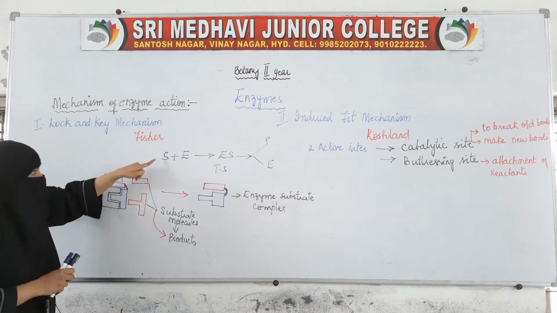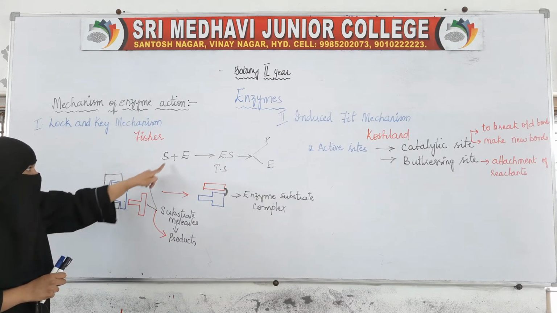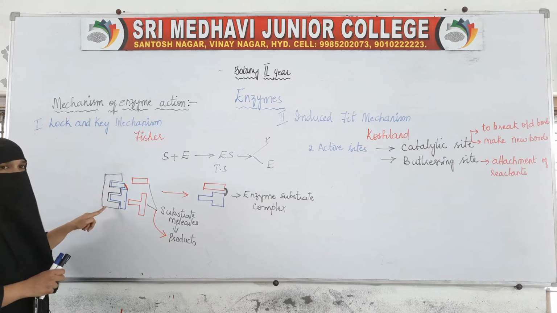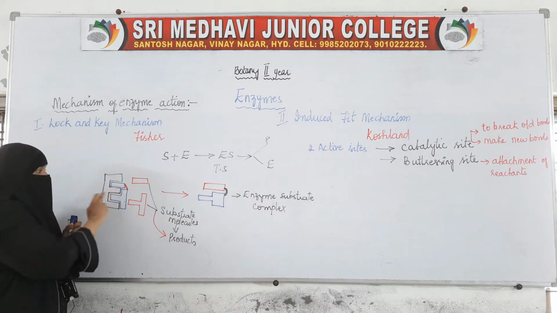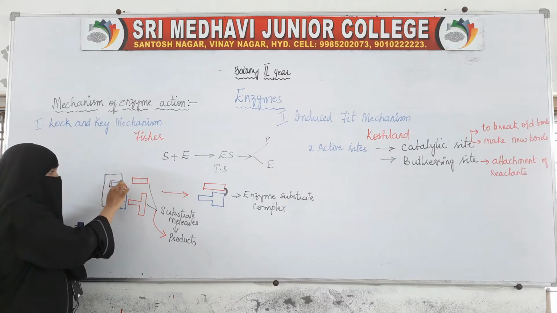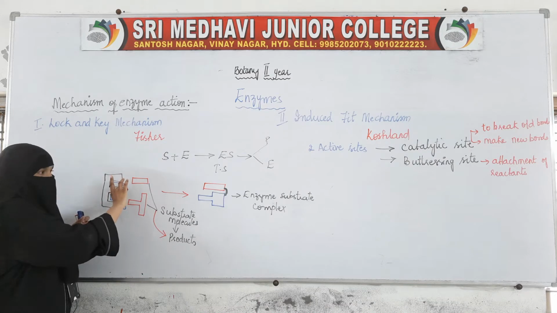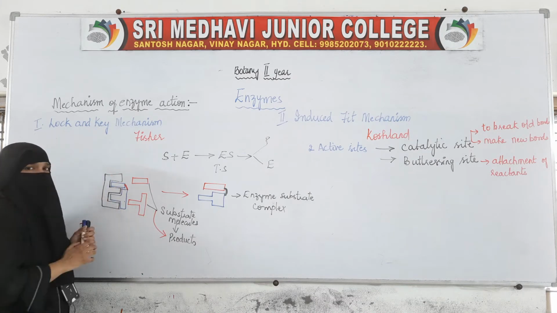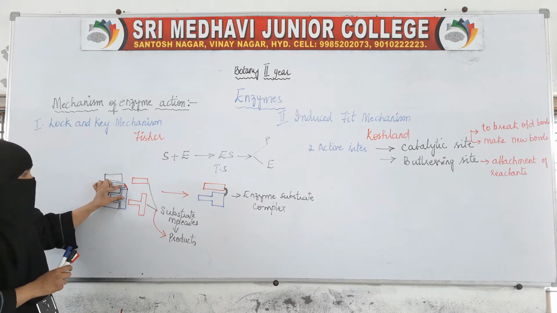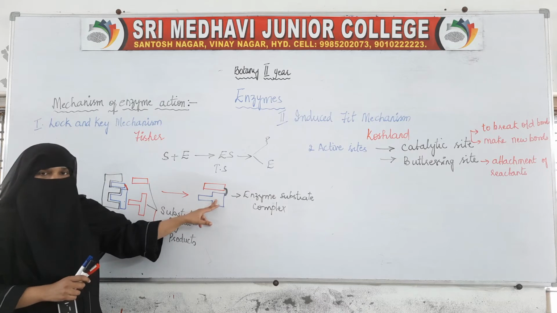Here also the substrates bind with the enzyme. These are the substrates which have bound to the enzyme. They have come and bound themselves in the active sites of the enzyme. When they come closer to each other, a bond is formed between these two substrates. This is called the enzyme substrate complex.